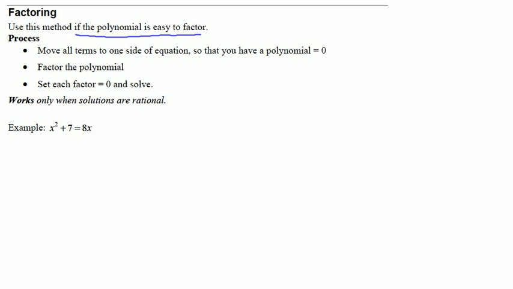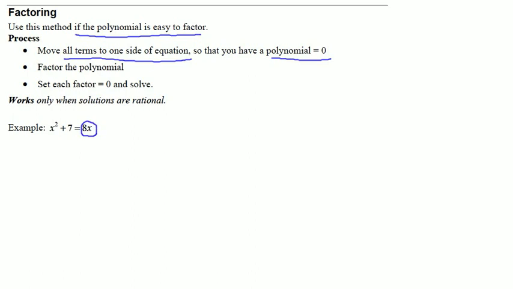So the first step is to move all terms to one side of the equation so that we have a polynomial on one side and 0 on the other side, or in the form polynomial equals 0. Then we factor the polynomial, and using the zero product property, we set each factor equal to 0 and solve those resulting equations.